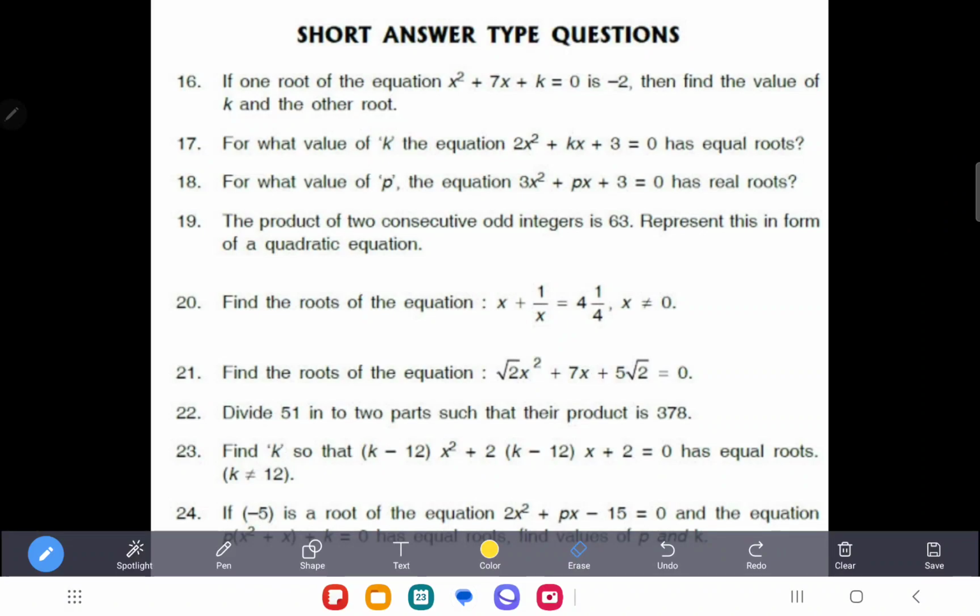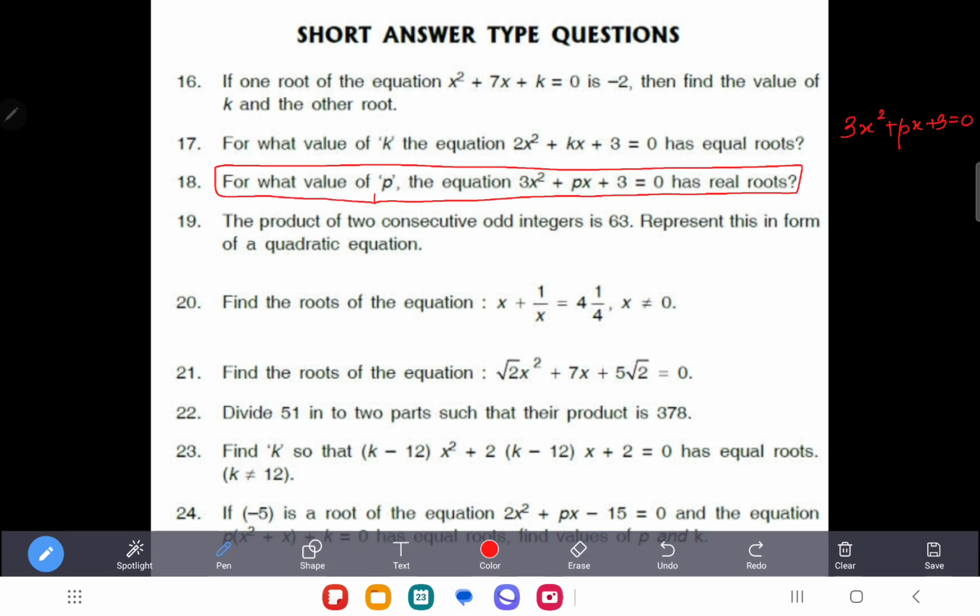Next question that we have is, it says find the value of p. Am I audible, others? It says find the value of p. My quadratic equation is 3x square plus px plus 3 equals 0, for which the equation has real roots. So it says for what value of p the equation has real roots. What would you do, others?